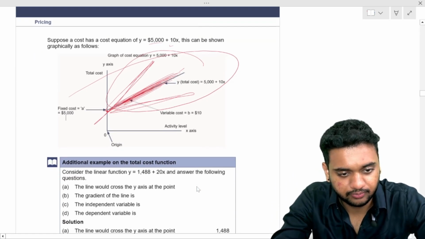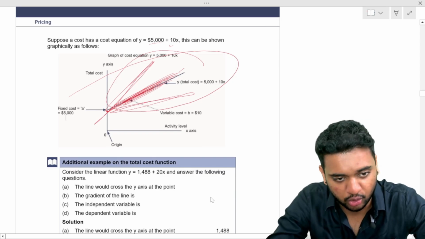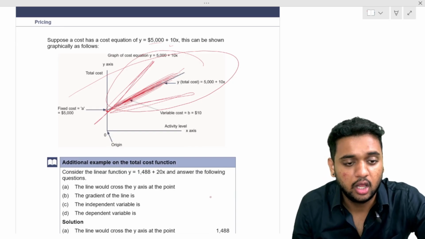Now come below. Don't see the answer. Don't see the solution. For the additional example, don't see the solution. Y is equal to 1488 plus 20x. They have given this. What are they asking?